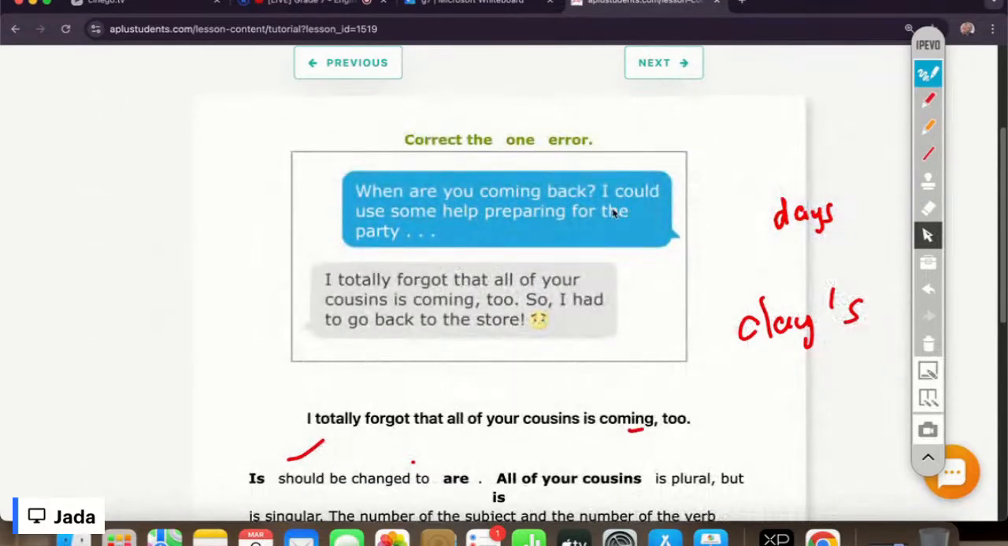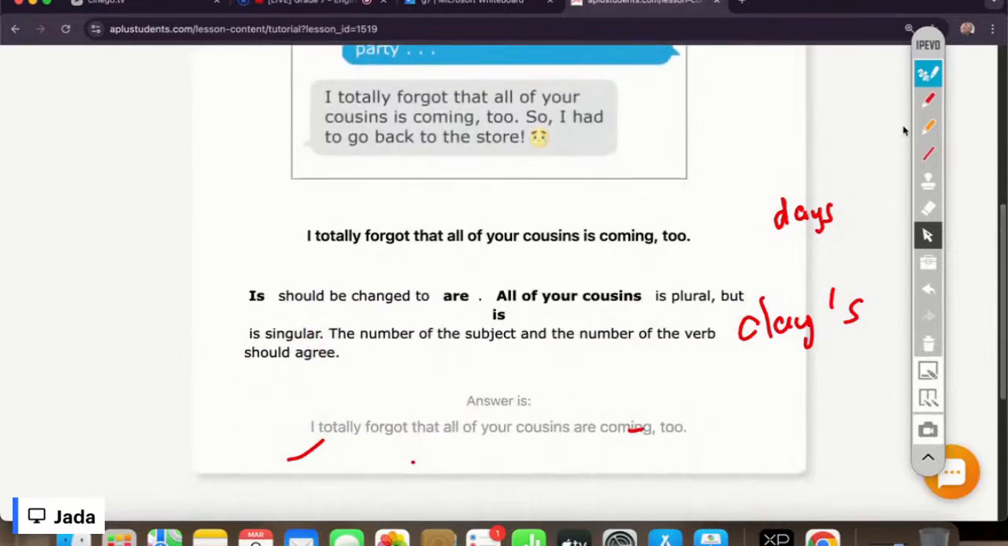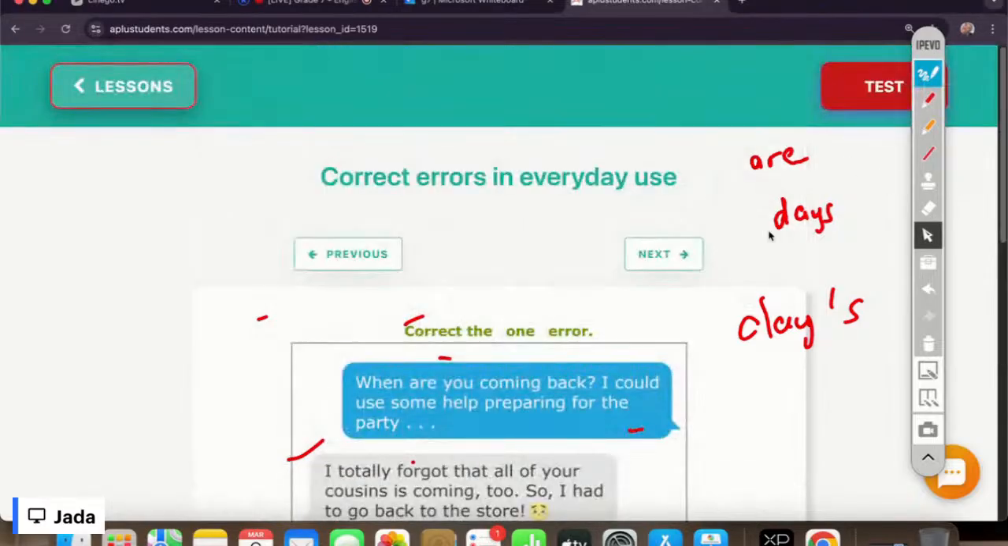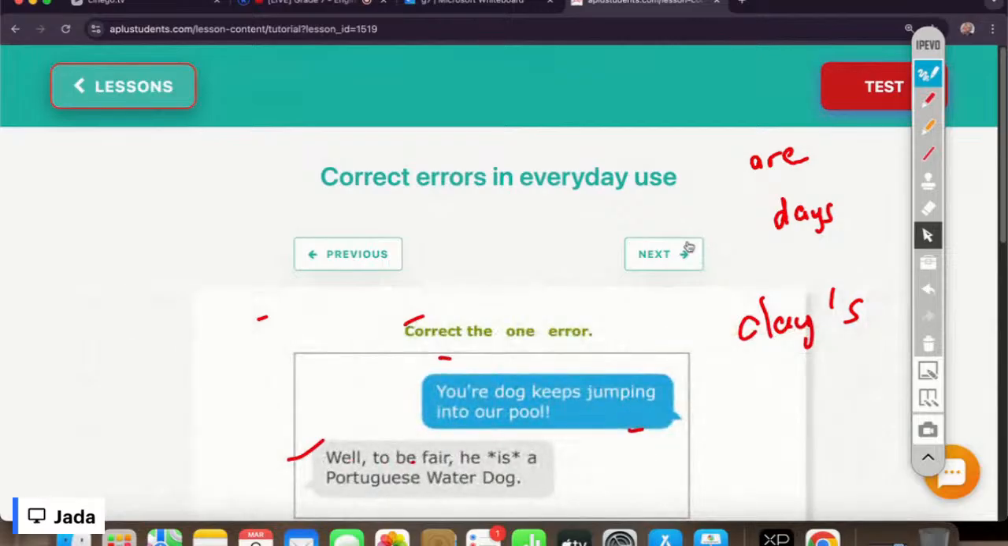So when are you coming back? I could use some help preparing for the party. I totally forgot that all of your cousins is coming too, so I had to go back to the store. So since cousins is already plural, it's supposed to be what? It should be changed to are. All of your cousins is plural, but is singular. The number of the subject and number of the verb should agree. Okay, all of your cousins are, not is.